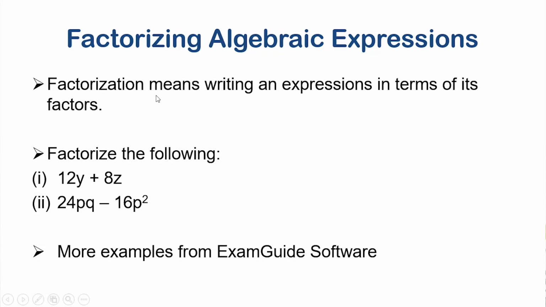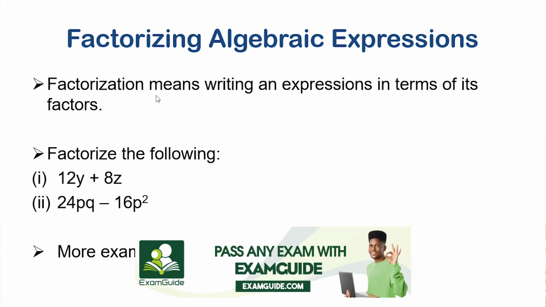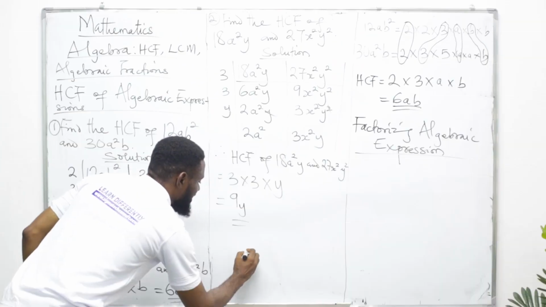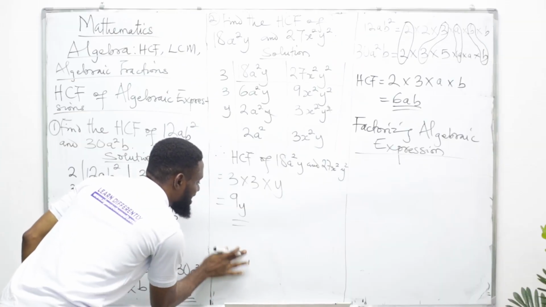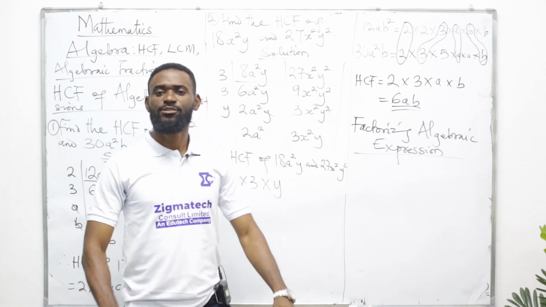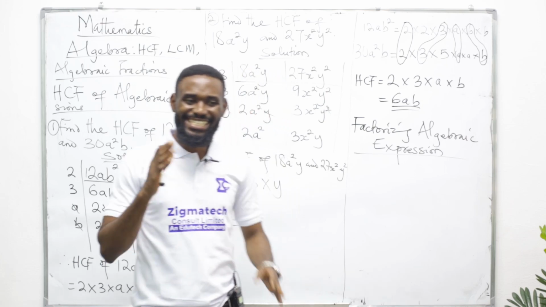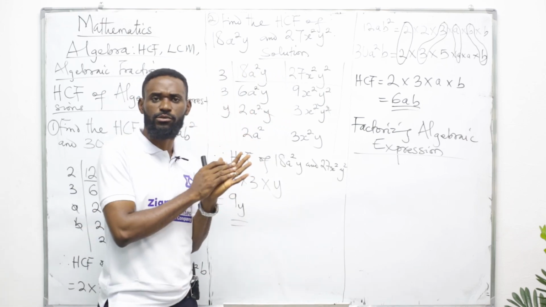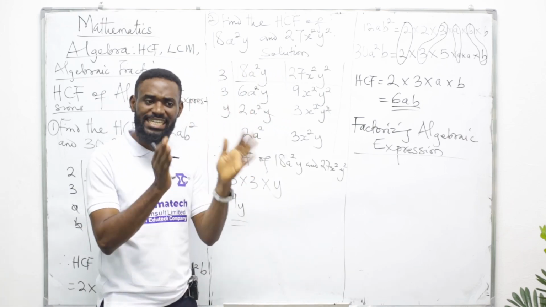Let's look at factorizing algebraic expressions. To factorize means to write an expression in terms of its factors. That is what it means. Okay? Like, if I say you should factorize 9. Okay, so as I said, to factorize means to write an expression in terms of its factors.